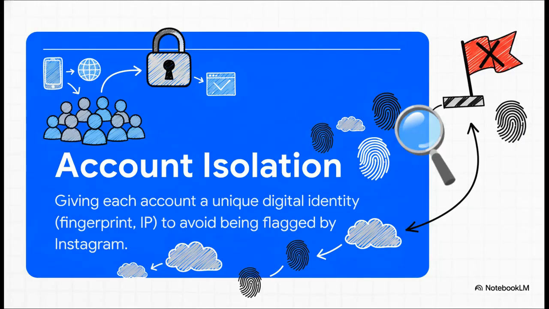And this brings us to what might be the most crucial category, account isolation. Seriously, think of this as your insurance policy. Instagram tracks everything, your device, your location, your browser details. If it sees 10 accounts all logging in from the exact same digital fingerprint, it can flag them. Isolation tools stop this from happening by giving each account its very own unique identity.